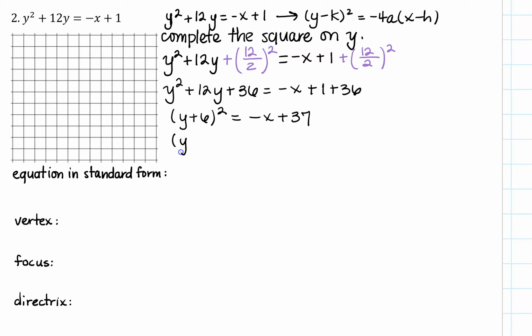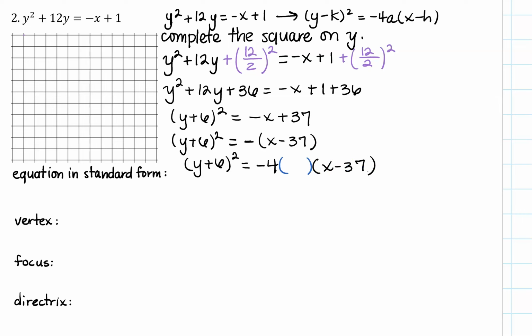I'm going to go ahead and bring down the y plus 6 squared. I'm going to start by just factoring out a negative so I can get the negative that's in front with the 4a. That leaves me with an x minus 37 on the inside of parentheses. And now the problem is that we don't have a 4 on the outside. And so I'm going to put a 4 on the outside. I'm going to stick that 4 right there. Now the problem is I can't just stick that 4 right there without changing the problem.